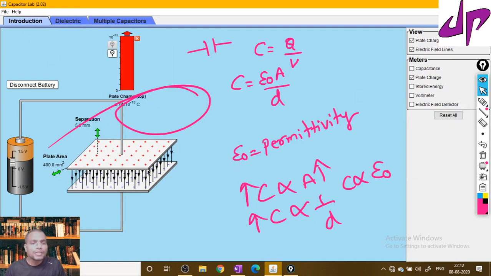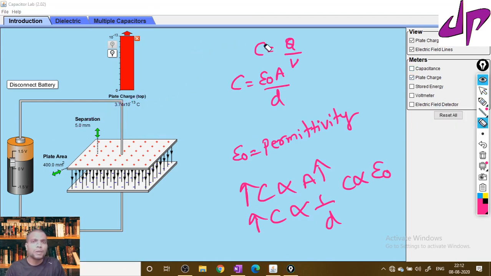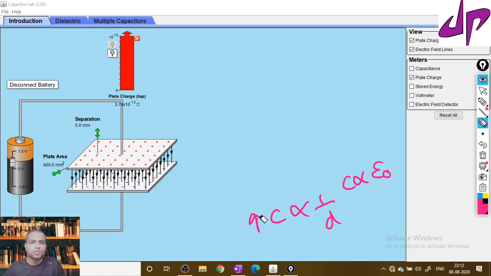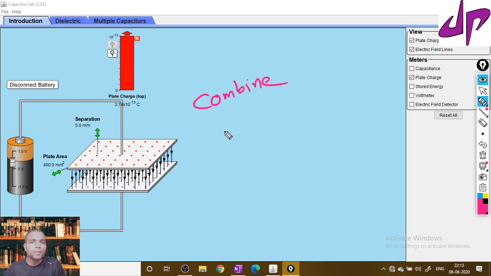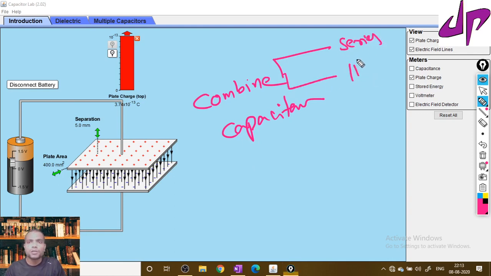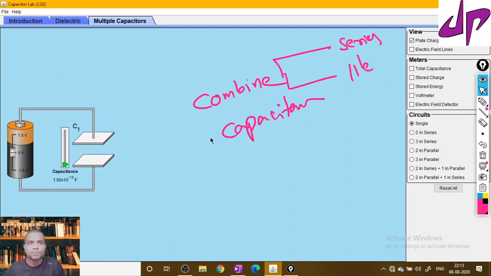But today's concept is this: if you have multiple capacitors, but you cannot increase or decrease the capacitance by area or separation, then you can combine capacitors. This combination can be done in two ways. The first we call series combination, and the second we call parallel combination. So what are series combination and parallel combination?